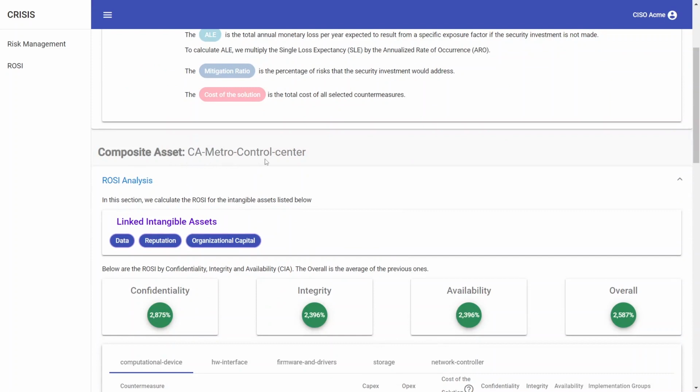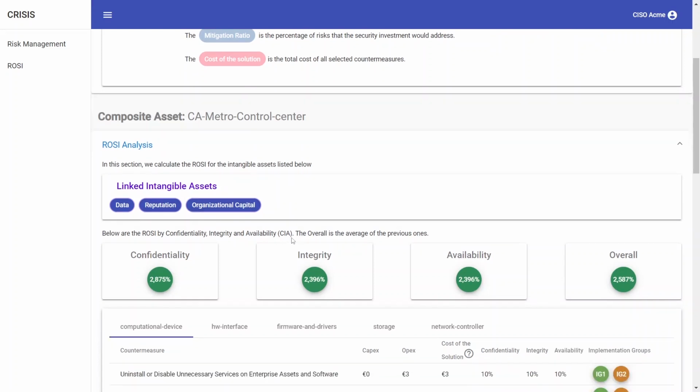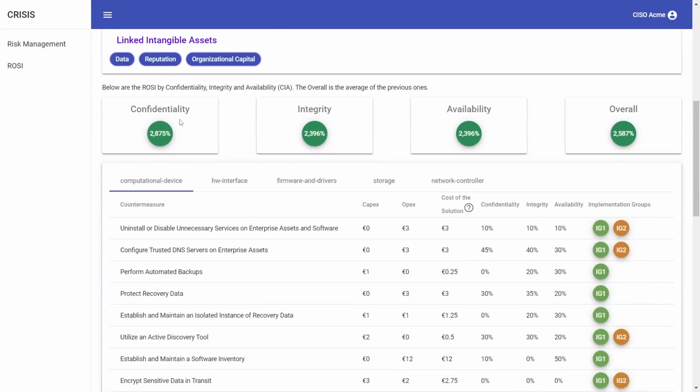B, define the asset groups that make up the system architecture, and C, it sets the threat likelihood and vulnerability. D, it sets the security objective of the asset group.